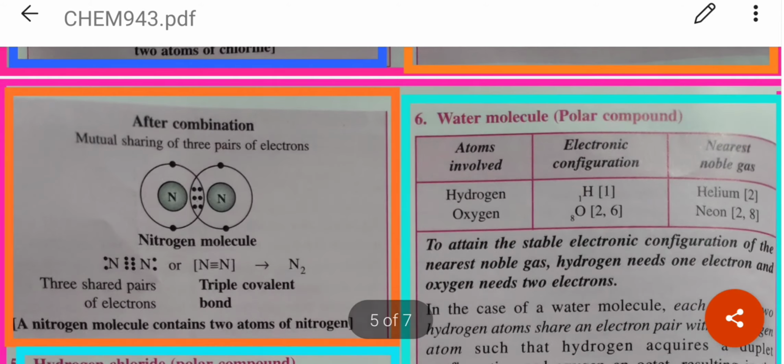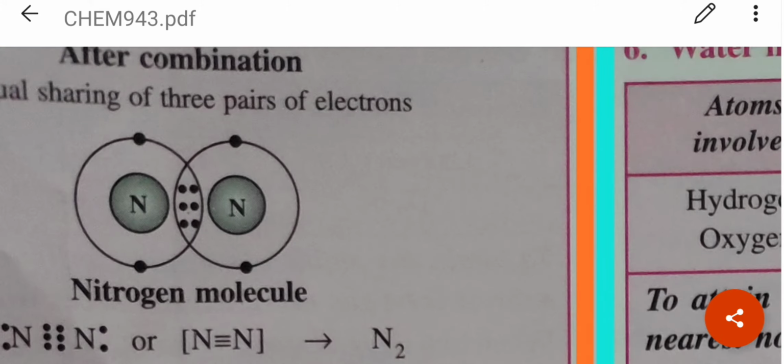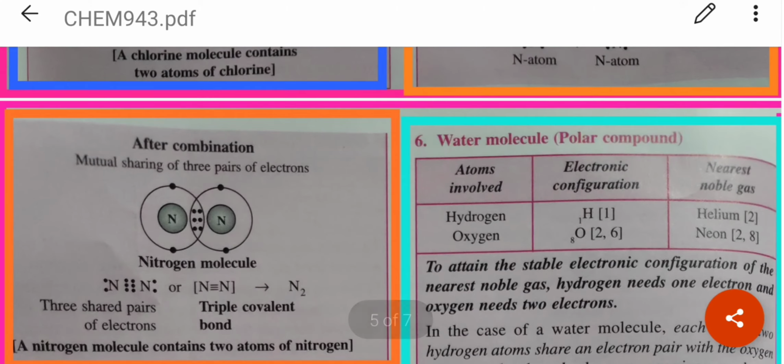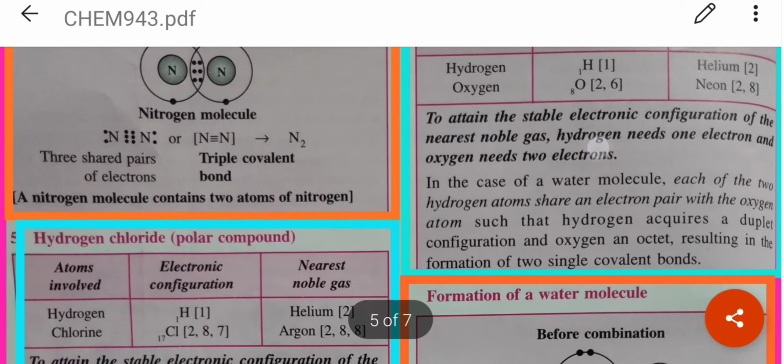So you can see here the sharing of 3 pairs of electrons. So 6, 7, 8. Here also 6, 7, 8. Now they have become stable. But since 3 pairs of electrons are shared, it forms 3 covalent bonds.